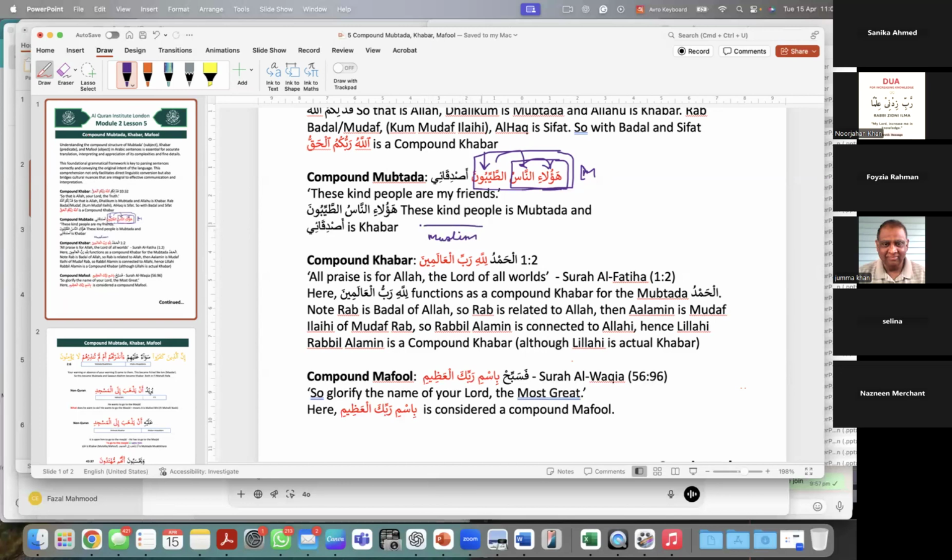For that reason, we have to remember this chart, correct? Muslim chart. Brother, brother Irfan, are you there?